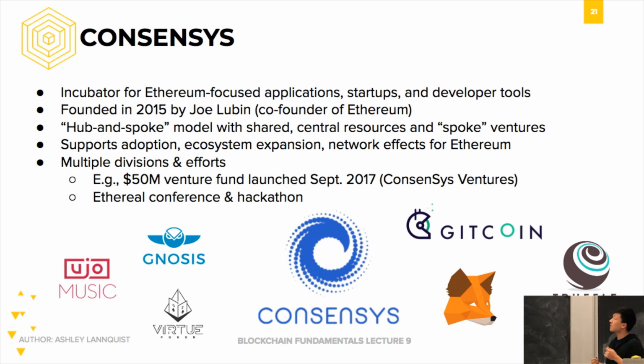And so the second big name is Consensus. They actually have an office right here in Berkeley. Consensus is an incubator based around Ethereum applications. What they do is fund projects, and they have spin-off projects that become their own companies down the line. Some of them you might have heard of: Ujo Music, Gnosis, MetaMask, Truffle. I can just explain what a few of these are.